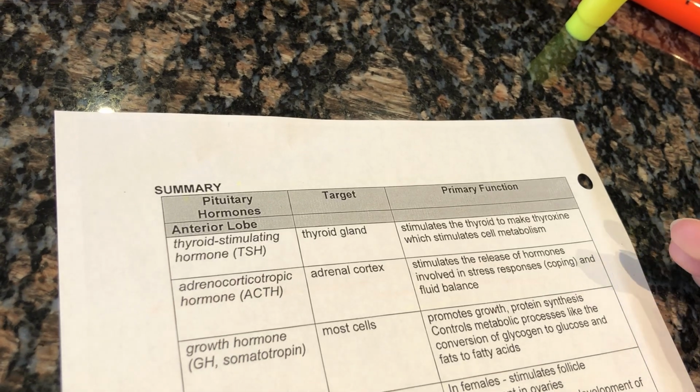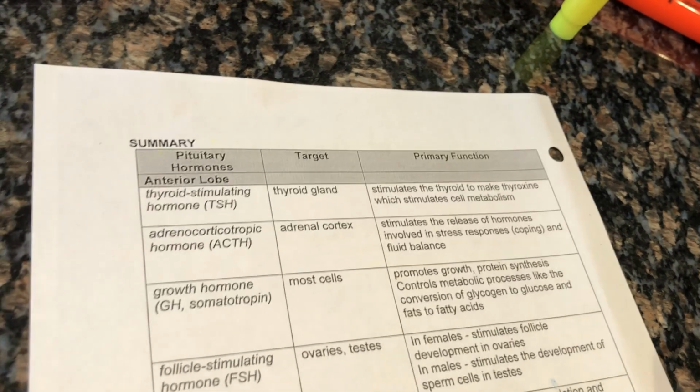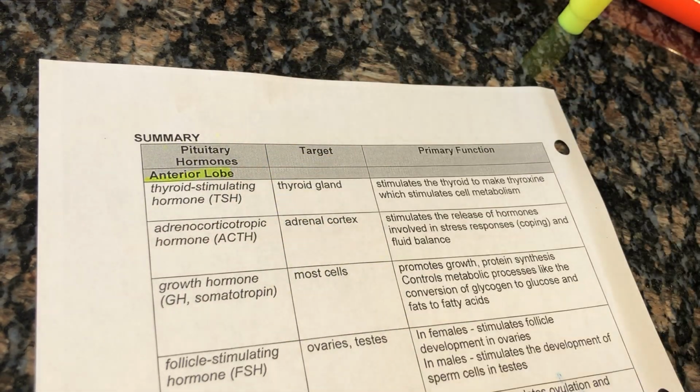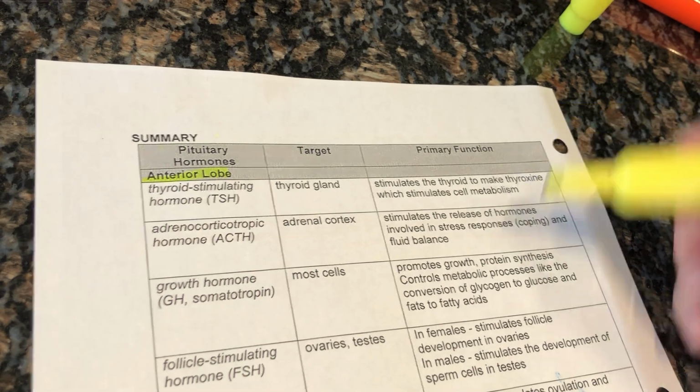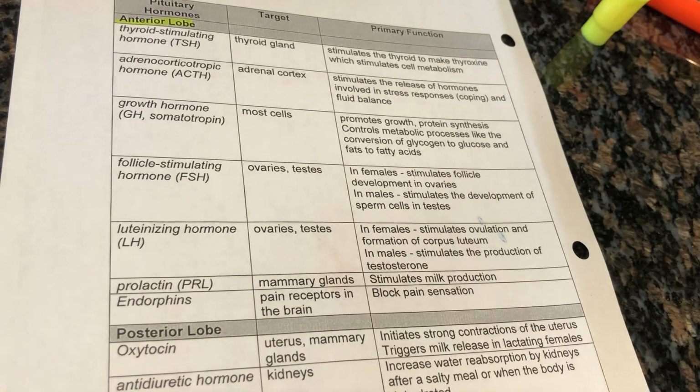Here's a summary table of all of our pituitary hormones. The anterior lobe, you can see, is extremely productive, producing all of these. And then the posterior is more a place of storage. And we'll talk about those two there.